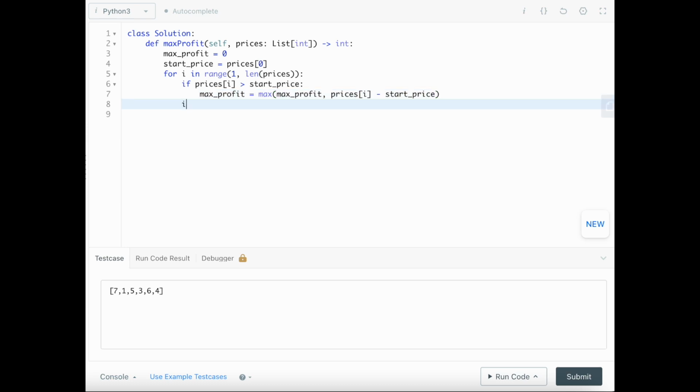And what is the other condition? If prices of i is less than the start price. So in this case, no profit can be achieved, but we are going to update our start price. So instead of purchasing the stock on the starting day, I'm going to update the purchase of the stock to this date. And essentially the price, we are going to update the price alone. So start price is equal to prices of i. So I think we have completed, and let's return the max profit in this case. Yeah, return max profit.